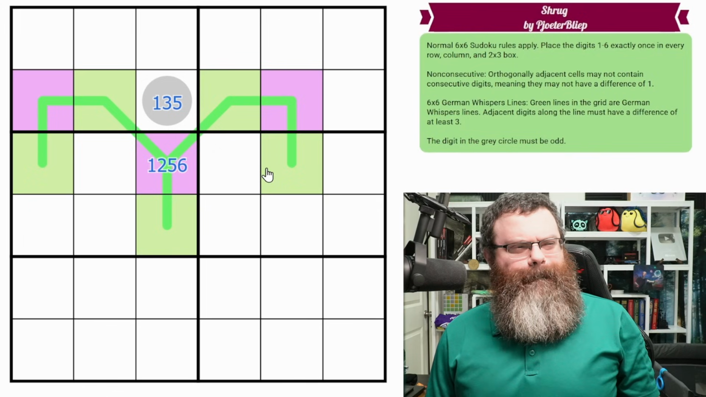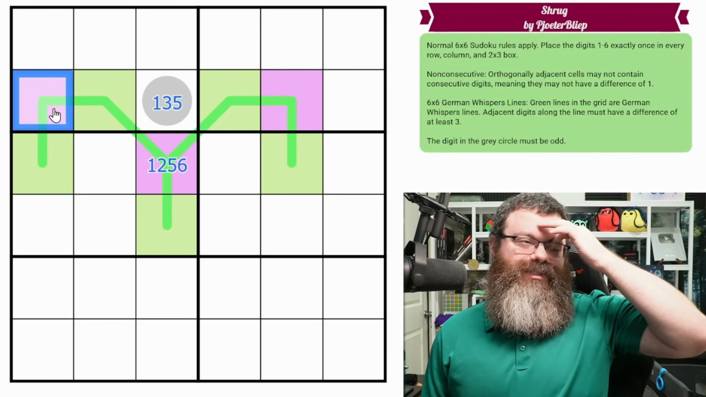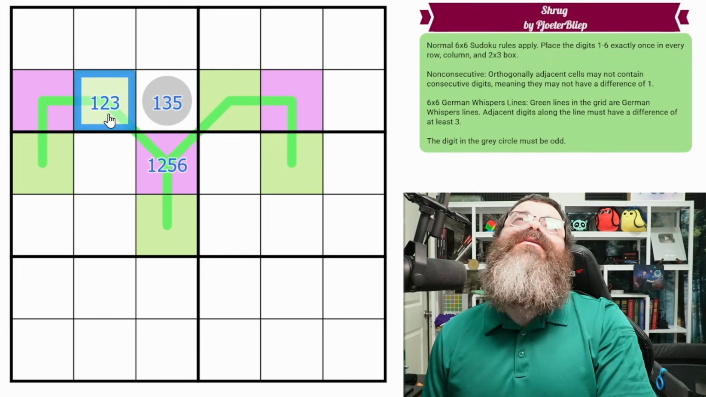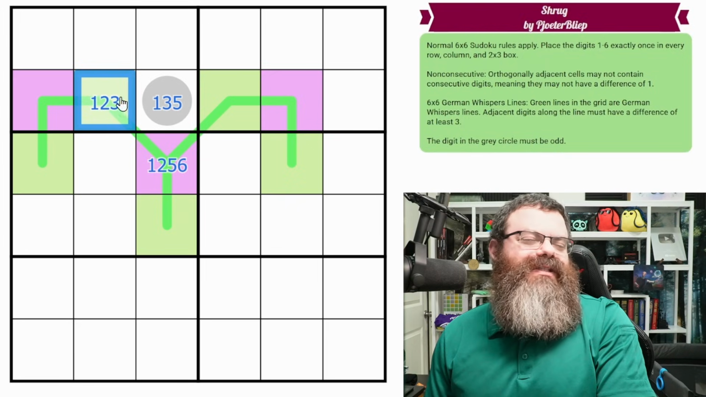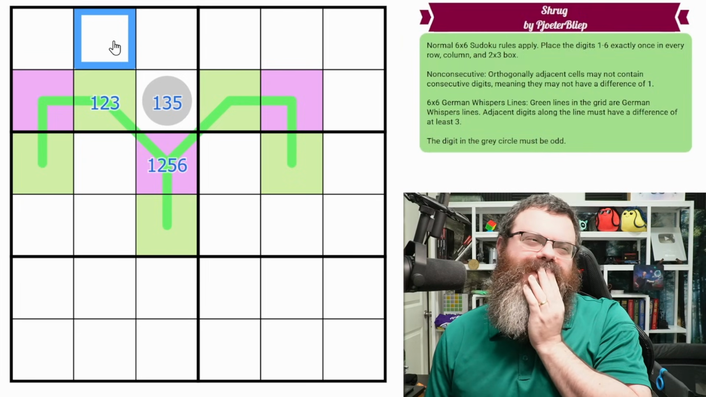Maybe I should think about... So with non-consecutive, there's something interesting about say, hey, this is low. Oh, actually, yeah, that is interesting. So let's say this was 1, 2, or 3. What could this cell be? Oh no, it's not as interesting as I hoped.